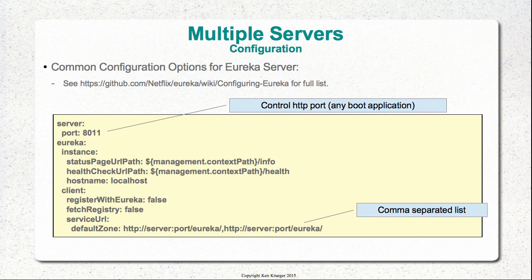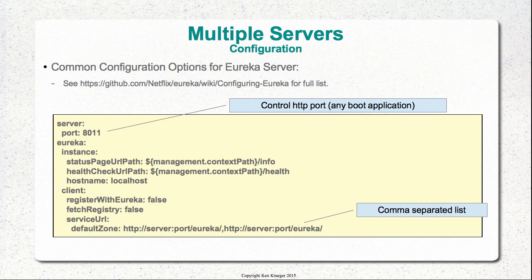Now, the client section is a little bit more interesting to me. Take a look at service URL. The default zone there indicates the server that you want this client to connect to. And this can actually be a comma-separated list of servers. Now, you might be thinking, wait a minute, I'm a little confused. The top of this slide is talking about servers, and we're talking about servers here, but this section is about client. Well, again, the server is a client because it talks to other servers. So this is essentially saying, for this server, when it starts up, what other Eureka servers should it talk to, should it register with?